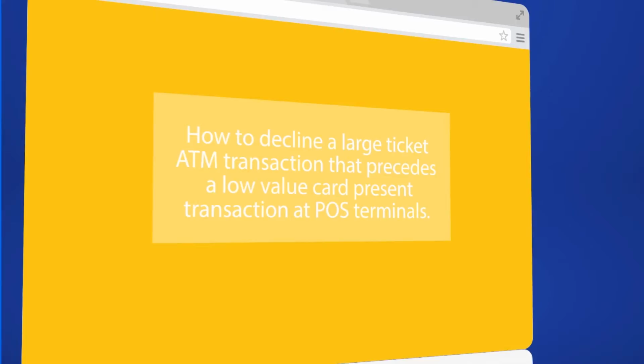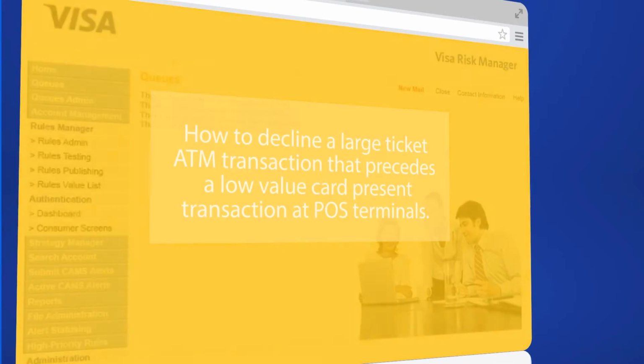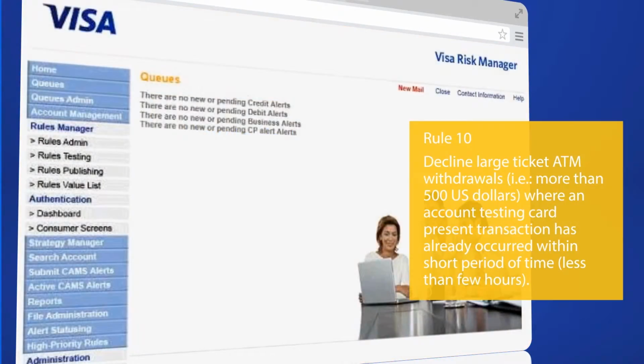In this example, the objective of the rule is to decline large ticket ATM withdrawals, for instance more than $500, preceded by a low value card present transaction that is non-ATM, within a short period of time, less than a few hours, indicating possible account testing activity.